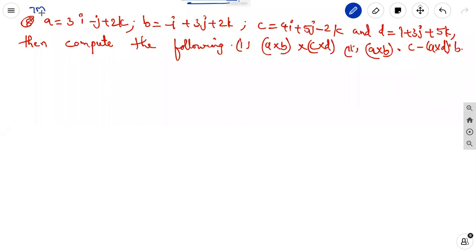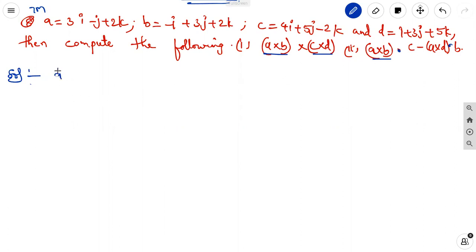This is a 7 marks question, 8th problem. A equal to 3i minus j plus 2k. B is minus i plus 3j plus 2k. C equal to 4i plus 5j minus 2k. And D equal to i plus 3j plus 5k. Then compute the following: A cross B, C cross D. Again, the cross product in between the two vectors. The second one is A cross B dot C minus A cross D dot B.